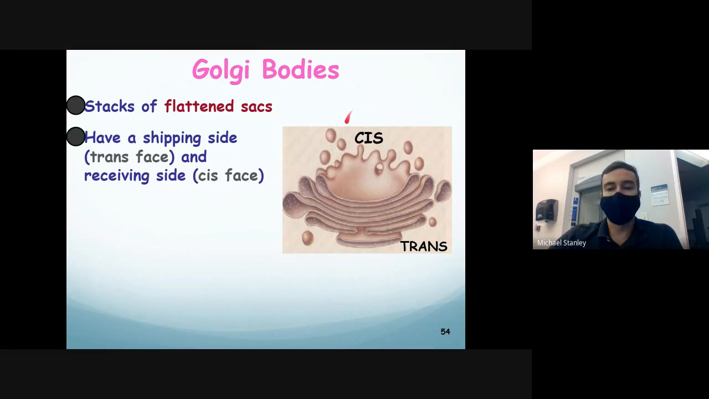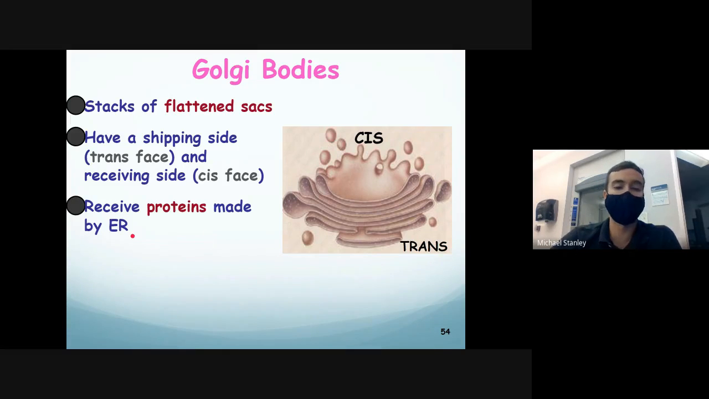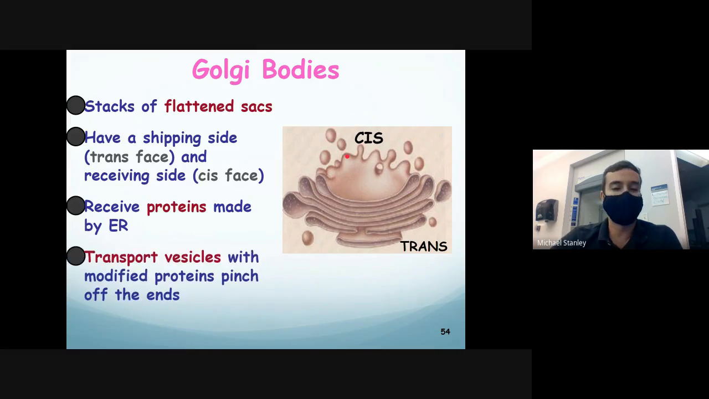So the two different sides of it are called the cis face, which is where it receives the products from the ER or from the cell. And then the trans face is where those products leave and are shipped out to the rest of the cell or outside the cell in a lot of cases. So it gets a lot of packages from the ER, especially a lot of proteins that are made from the ER get shipped here to the Golgi body.